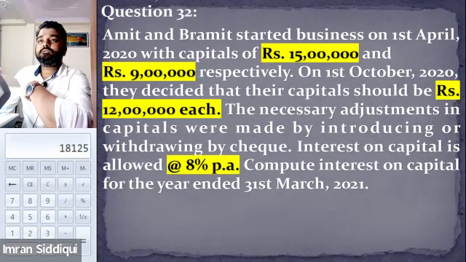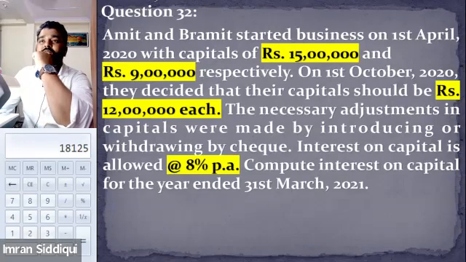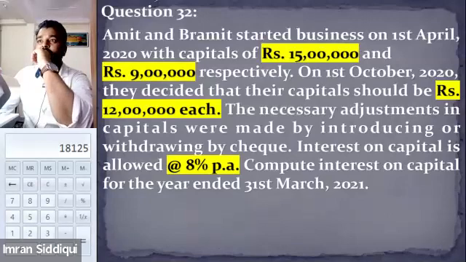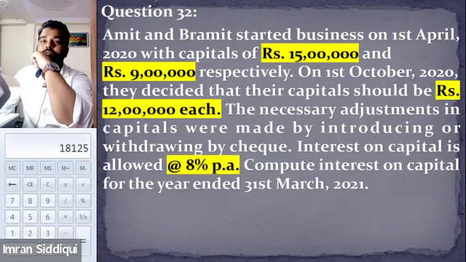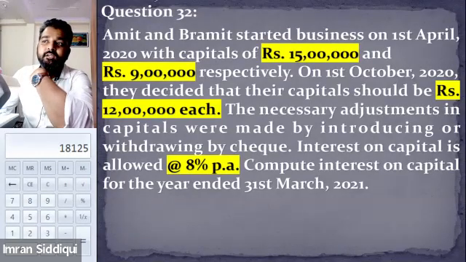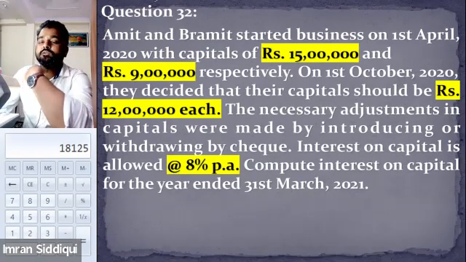Amit and Ramit started business on 1st of April 2020 with a capital of 15 lakhs and 9 lakhs. On 1st of October, they decided that their capital should be rupees 12 lakh each. The necessary adjustments in capital were made by introducing or withdrawing by cheque. Interest on capital is allowed at 8%. Compute interest on capital for the year ended 31st March 2021.